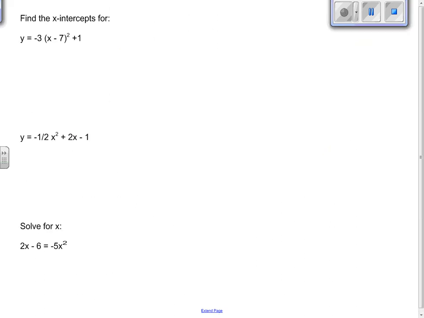But sometimes it is not easy to factor, or we are not given the equation in factored form. So we need other strategies. For our first one, we are looking for the x-intercepts. So I could go through the process of expanding and factoring, which is painful. But I do know that for x-intercepts, my y value is 0.